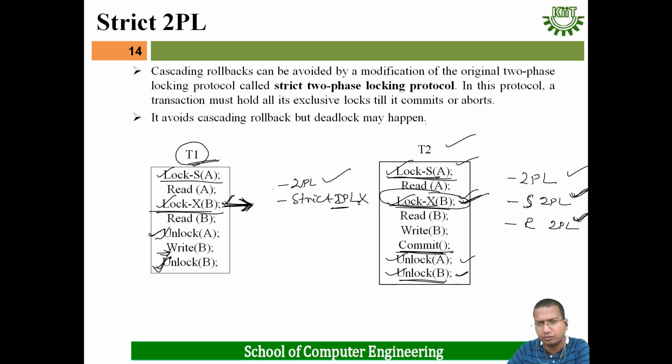In this case, we will see whether it is a rigorous two-phase locking protocol or not. Yes, it is a rigorous two-phase locking protocol because here a read lock is there, a write lock is there, and both the locks are unlocked after the commit statement. That's why it is a rigorous two-phase locking protocol.